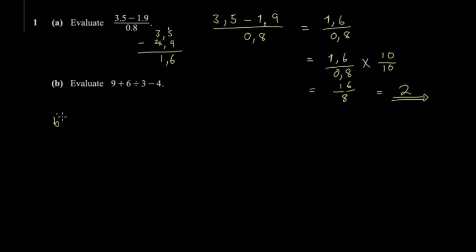The second part says 9 plus 6 divided by 3 minus 4, like this. So here we use a concept called BODMAS.